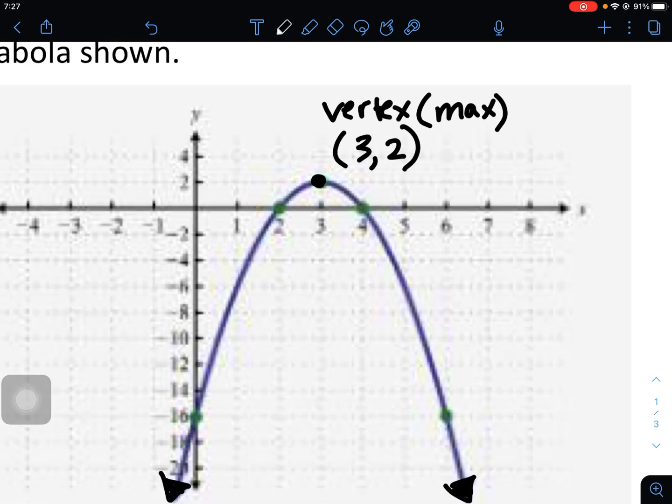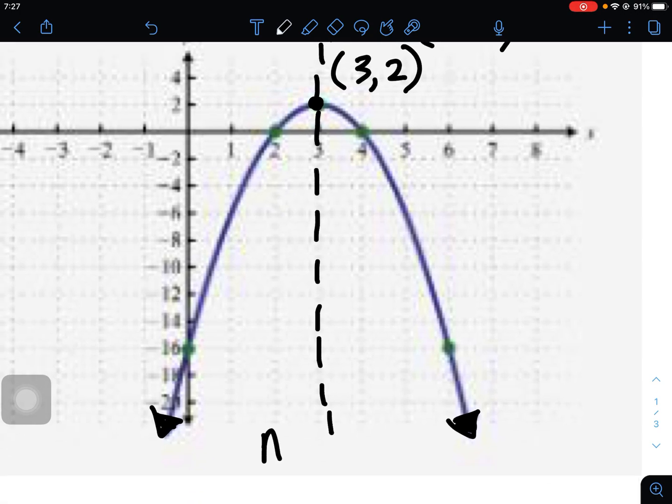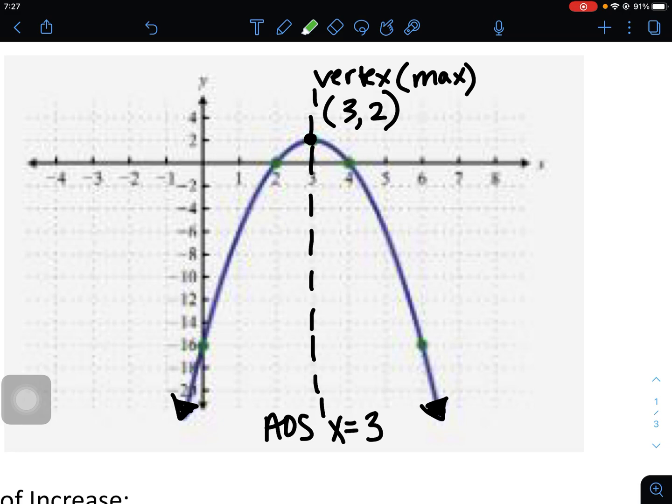What we can do from here is identify the axis of symmetry, because our axis of symmetry goes straight through our graph, straight through the vertex, through the center of our graph. And it has the equation, as all vertical lines do, of x equals the x value that it passes through, in this case 3. So recall that the axis of symmetry has the same x value as the x value of your vertex. In this case, x is equal to 3.